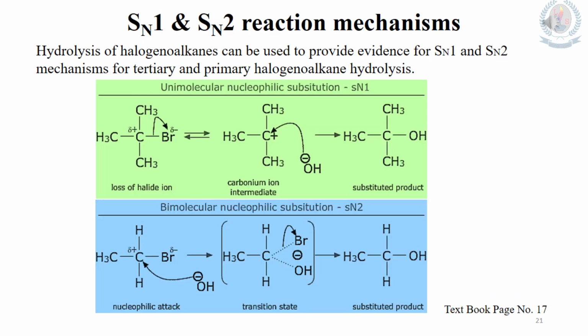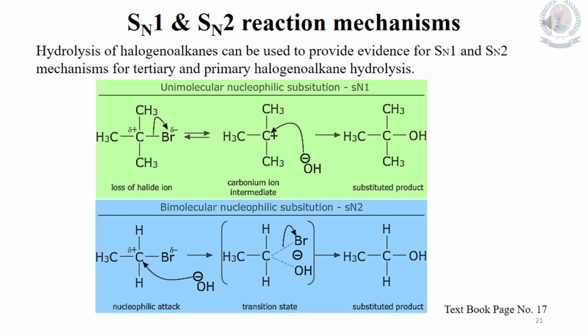Now we will talk about SN1 and SN2 reaction mechanisms. SN1 means unimolecular nucleophilic substitution. SN2 means bimolecular nucleophilic substitution. Here I am using an example, hydrolysis of halogenoalkanes. First we will consider SN1. Here only the halogenoalkane is used to react in the rate determining step.